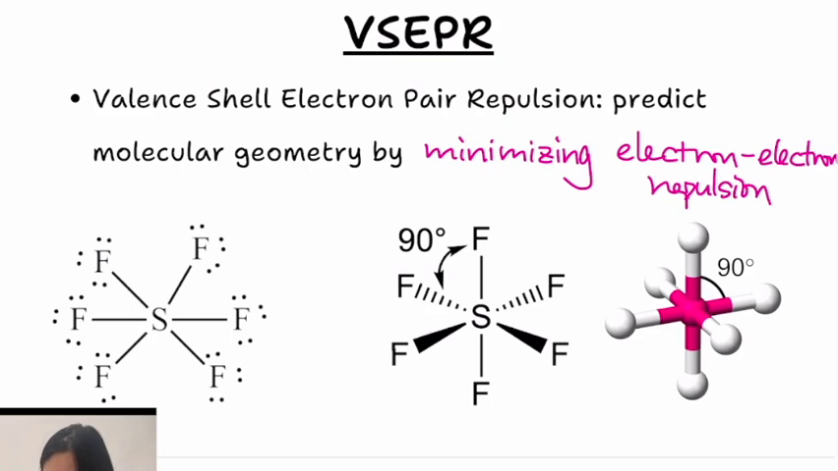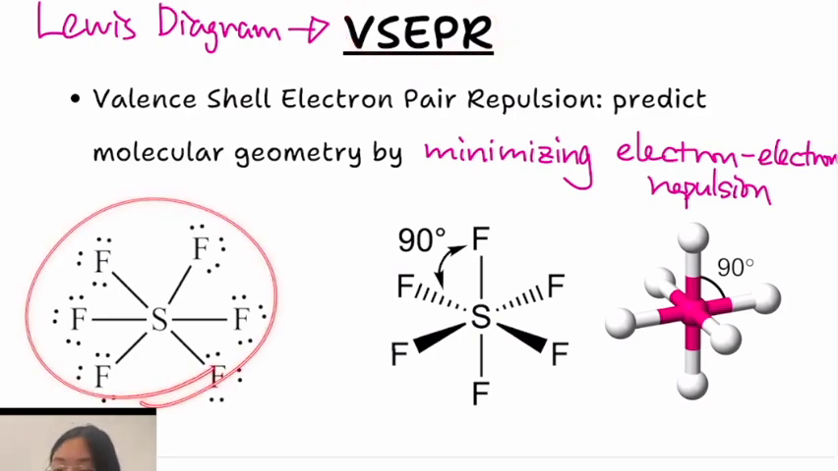Okay, so what's really important here is you will have to know the Lewis dot diagram first, and then based on the Lewis dot diagram, you can figure out the three-dimensional structure according to VSEPR. So the Lewis dot diagram is the first step, and then the next step will be VSEPR.